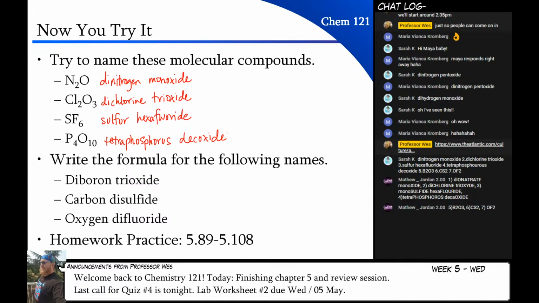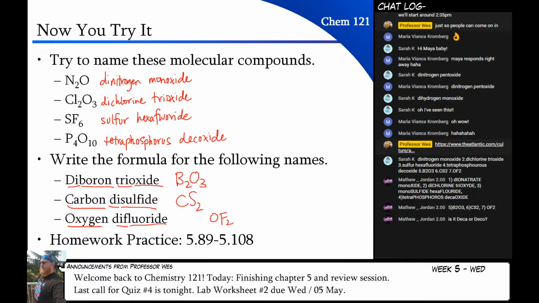And then down here, making formulas out of these names I think is really easy because di is 2 of these, and it's boron. So we got that, and then trioxide is O3. Carbon disulfide, so sulfur with a 2. And then oxygen difluoride, F2. There you go.